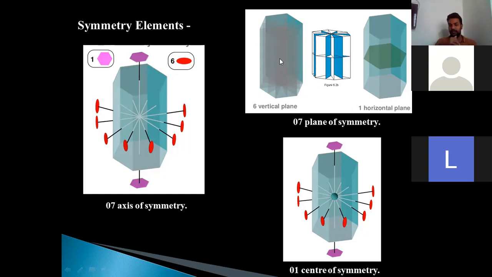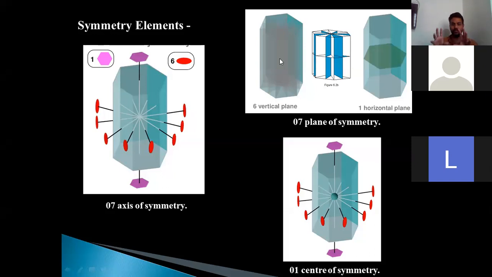So there are 6 such vertical planes, whereas there is 1 horizontal plane along which if you cut the crystal, you will get the 2 equal halves. And of course, the third picture will indicate the center of symmetry. As usual, this system has such a great geometry or symmetry, so it is but obvious to have a center of symmetry over there.